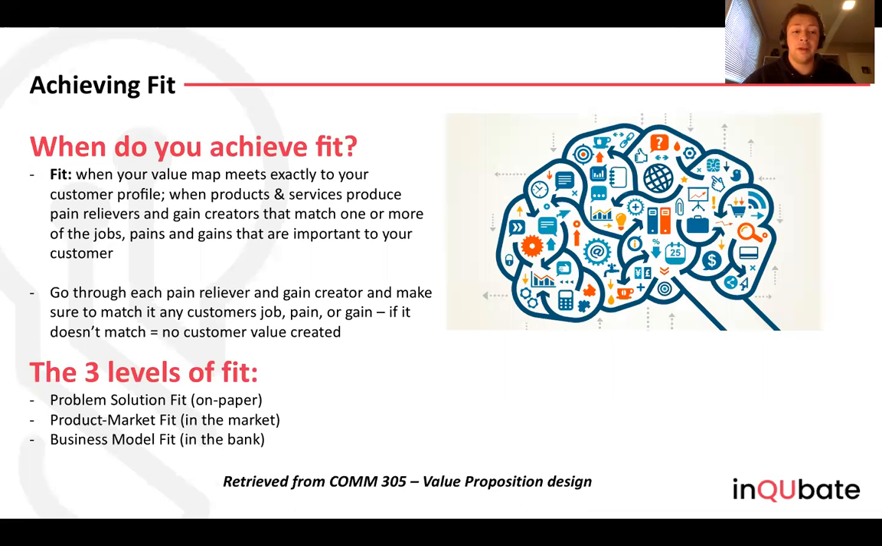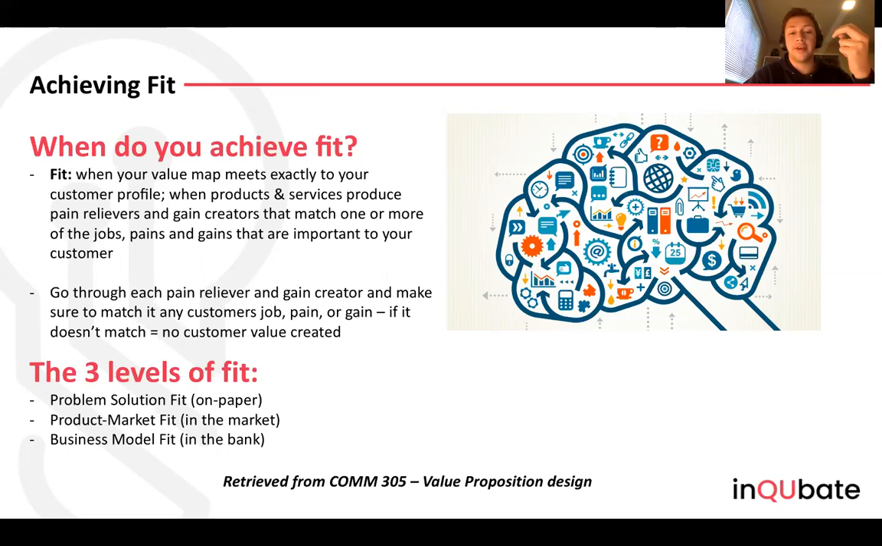In terms of achieving fit, you know you've achieved fit in the business sense when your value map meets exactly what your customer profile needs. When products and services produce pain relievers and gain creators that match one or more of the jobs, pains, and gains that are important to your customer. When you're creating this canvas, go through each pain reliever and gain creator and make sure to match it to anything that you understand about the customer. If it doesn't match, you know that no customer value is being created and there's not a sustainable business surrounding it. And an important thing to consider in this is that there are 3 levels of fit.